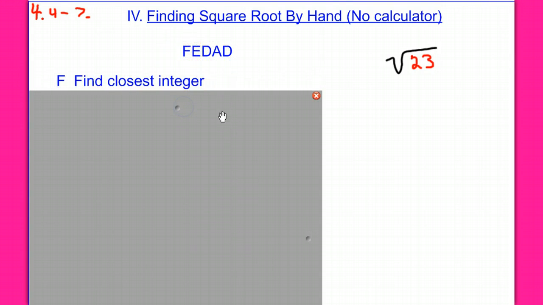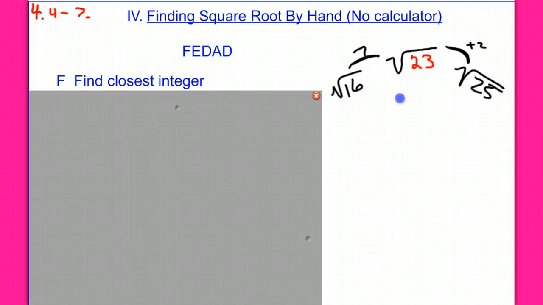We need to find the closest integer that the square root of 23 is closest to, okay? So just like we did yesterday, we can say that the square root of 23 is between what two perfect square numbers? Yep, it is between 16 and 25, right? So we want to think about which of these two numbers 23 is closer to, right? 23 is only 2 away from 25, and 23 is 7 away from 16. So 23 is closer to 25, right?